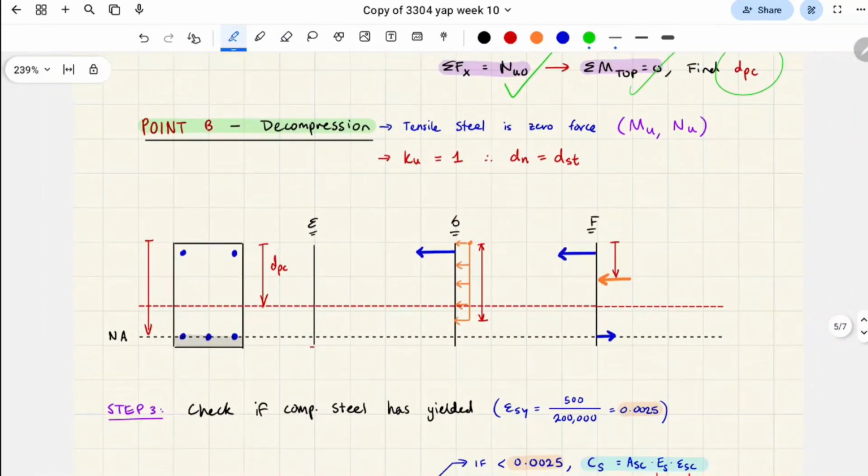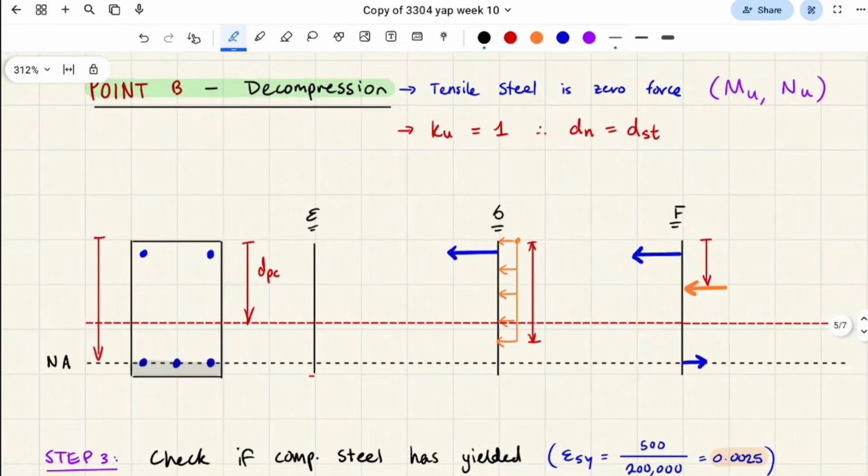Okay, now we're getting into those more complicated points where we have axial force. We have compression and bending at the same time, right? So this next point is called the decompression point, and it's where the tensile steel is at 0 force. To understand what's happening here, we have 2 lines: one is the neutral axis, and one is the depth to the plastic centroid.